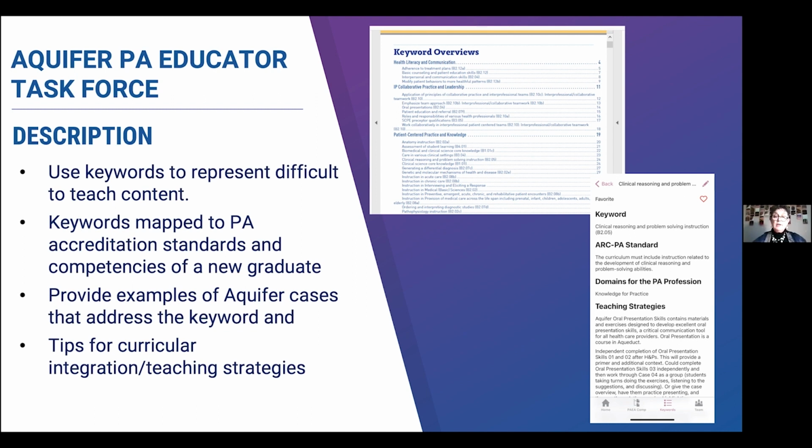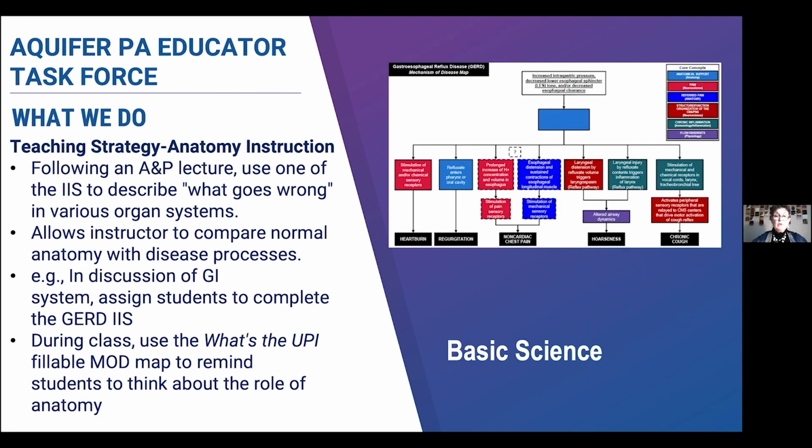For each keyword, the guide provides examples of Aquifer cases that address the keyword, as well as tips for curricular integration and teaching strategies. For example, the basic science section includes the keywords of anatomy, physiology, pharmacology, and genetics. If you were to search the keyword, say, anatomy instruction, you would find a teaching strategy that suggests using the integrated illness scripts to describe what goes wrong in various organ systems with your anatomy and or physiology classes.